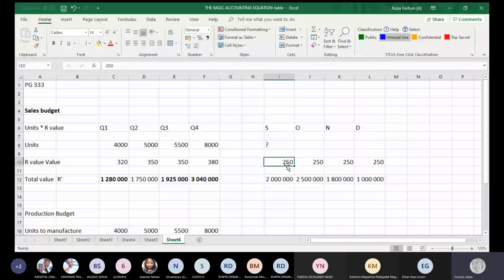Anybody want to calculate quickly? 2.5. Let me just take out my calculator because I can't hear that. Oh, I can't hear anything.